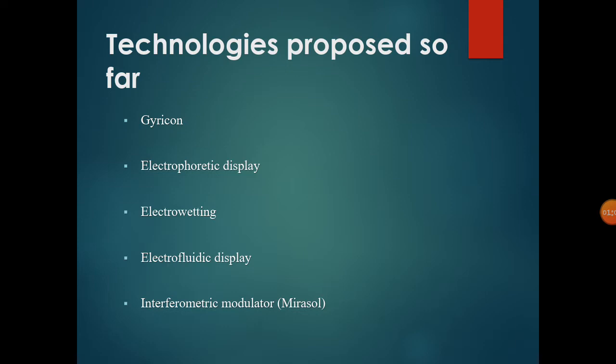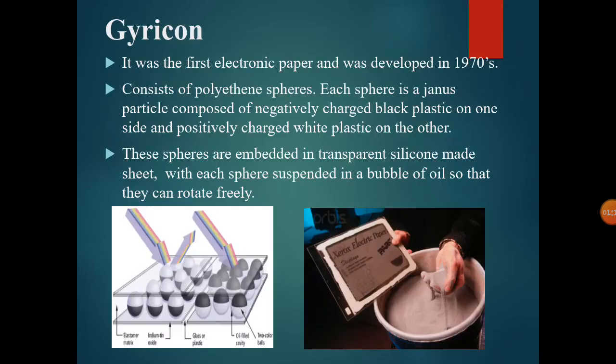The technologies used are Gyricon, electrophoretic display, electrowetting, electrofluidic display, and interferometric modulator. First, we go to Gyricon. It was the first electronic paper and was developed in the 1970s.